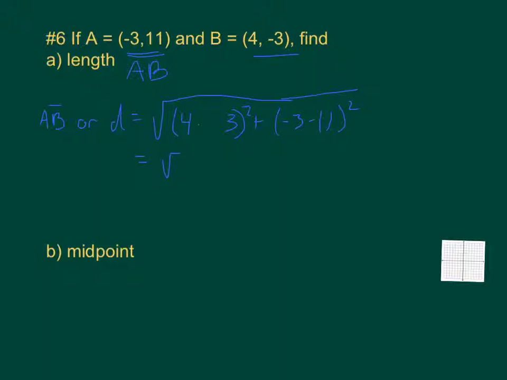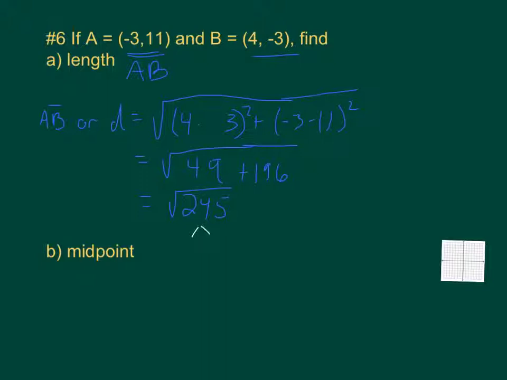Now remember, 2 negatives make a positive. 7 squared is 49. I got that from 4 plus 3. -3 minus 11 is -14. When you square it, it's positive 196. Okay, so 49 plus 196, that's the square root of 245. Now you might remember from Algebra 2 that this radical can probably be broken down, and in fact it can. And if that's the case, you do need to do that.